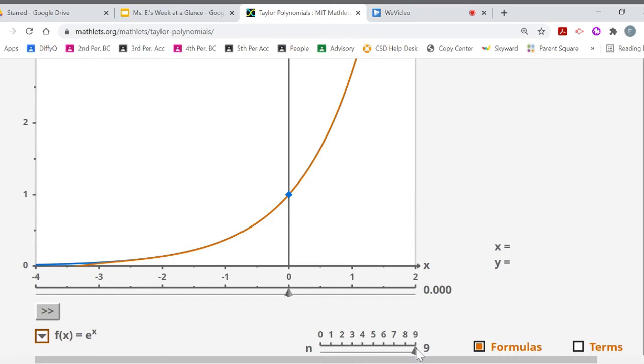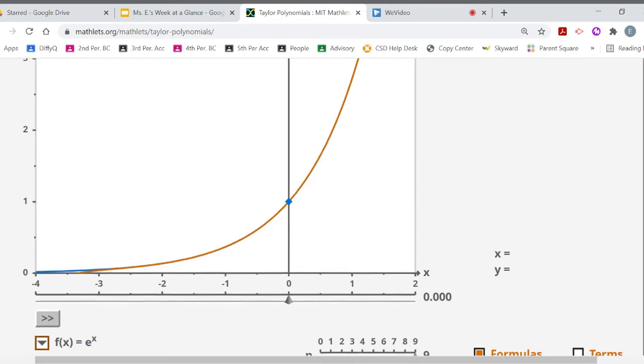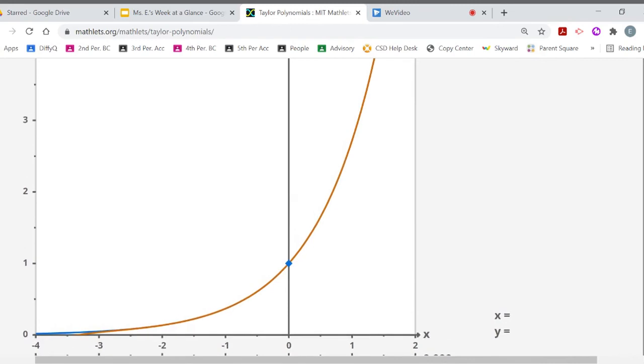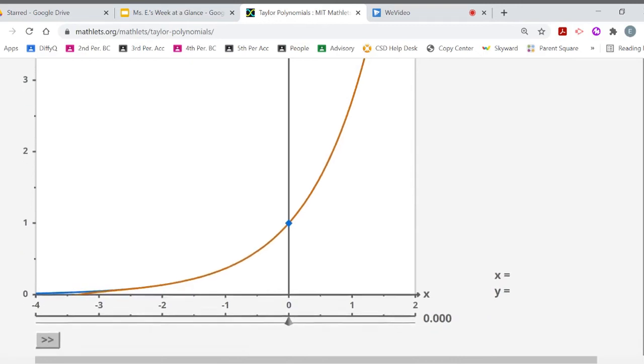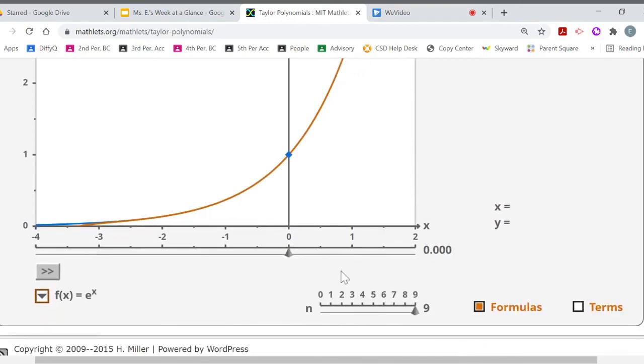And this applet only goes up to 9, but I hope it makes sense that as you increase terms on your polynomial, your polynomial graph starts basically thinking it's an e to the x graph. And the more terms we add, or the more derivatives they have in common, the better your polynomial would be as an approximation for e to the x. So with that said, what we're going to do is back up.